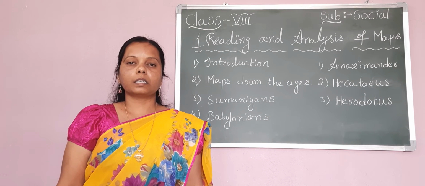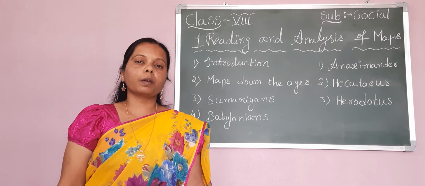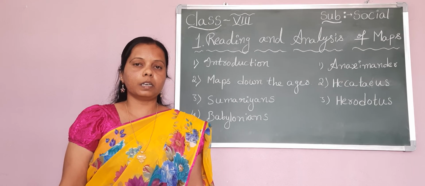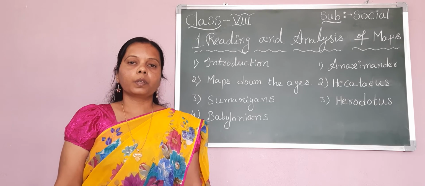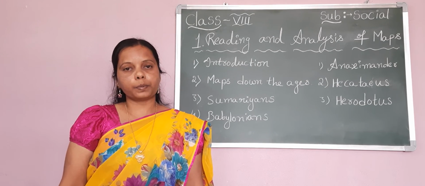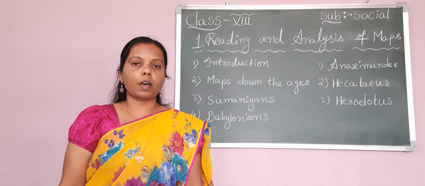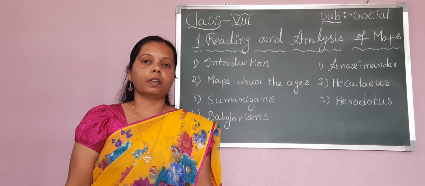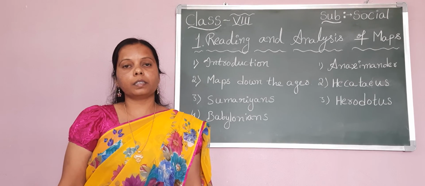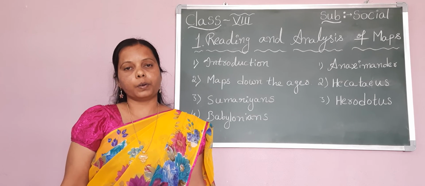And these sailors and traders actually needed very accurate maps to reach their destinations. So, the Greeks tried their level best to make accurate maps with the help of imaginary lines. Children, are you listening? Listen very carefully. What are those imaginary lines? The imaginary lines are latitudes and longitudes.